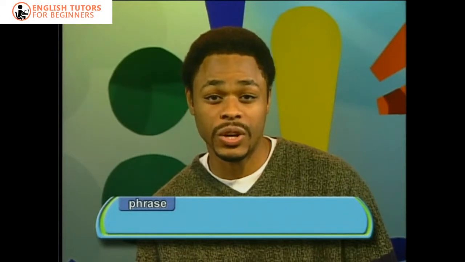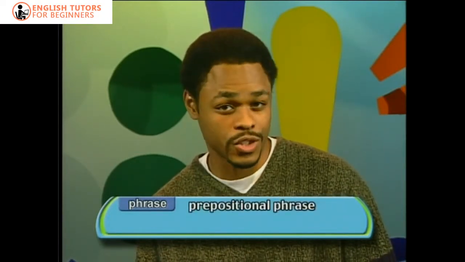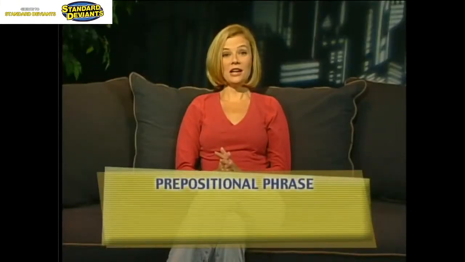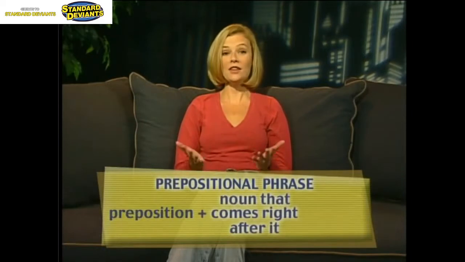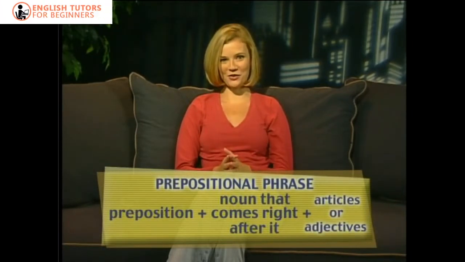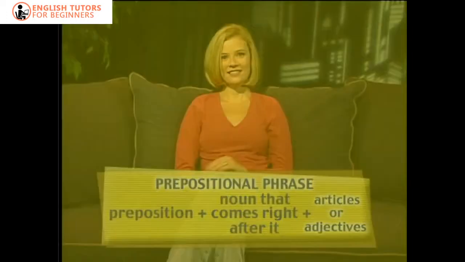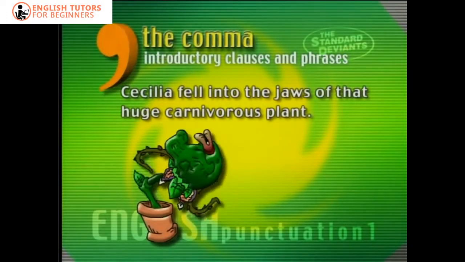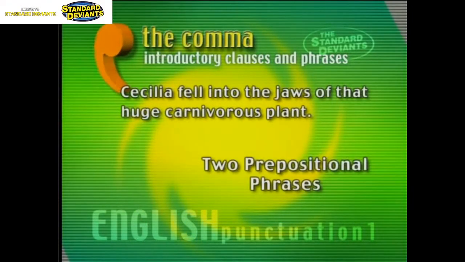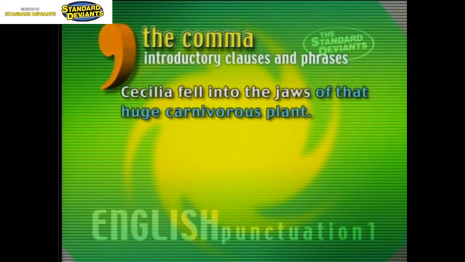First, we need to talk about a couple of different types of phrases we might run into, namely the prepositional phrase and the participial phrase. A prepositional phrase is made up of a preposition and the noun that comes right after it, along with any articles or adjectives that are hanging on for the ride. Look at this sentence. Cecilia fell into the jaws of that huge carnivorous plant. Here we have two prepositional phrases, into the jaws and of that huge carnivorous plant.